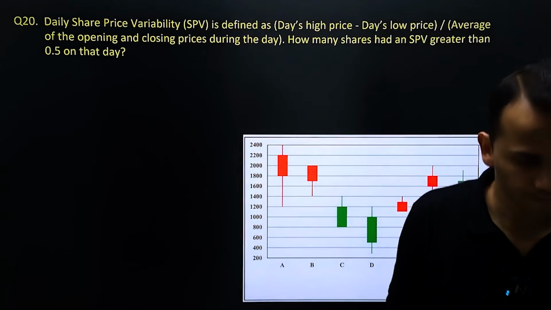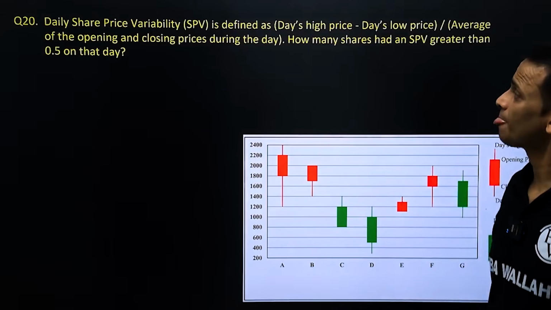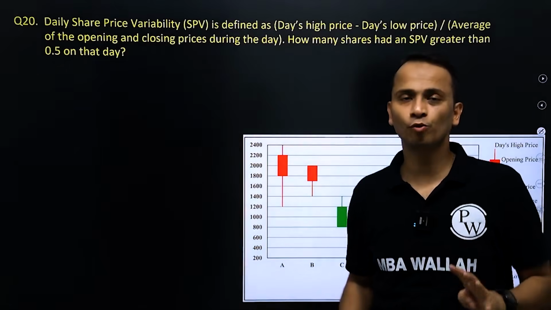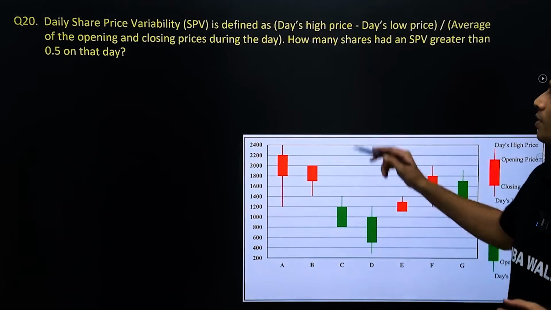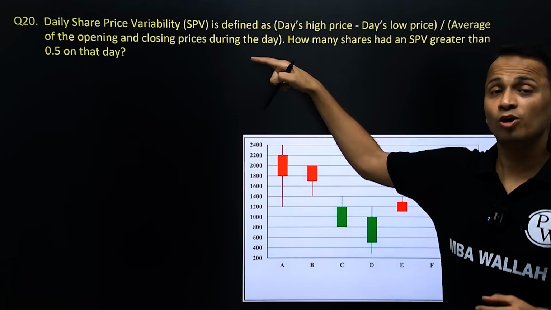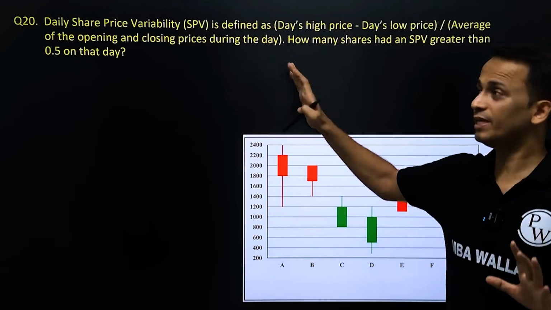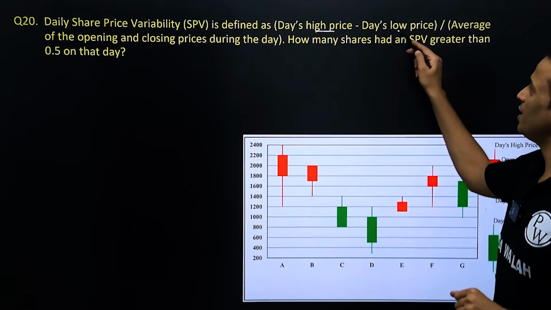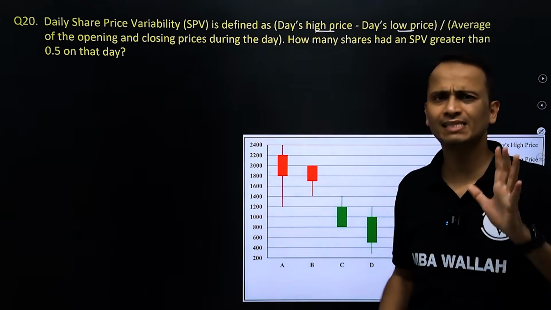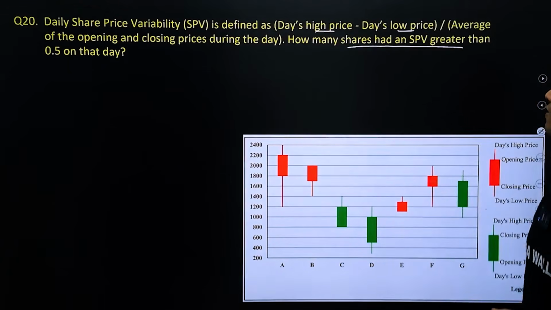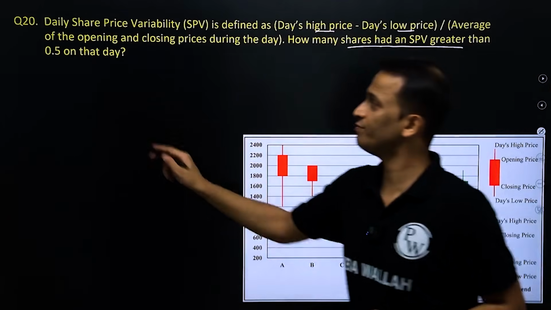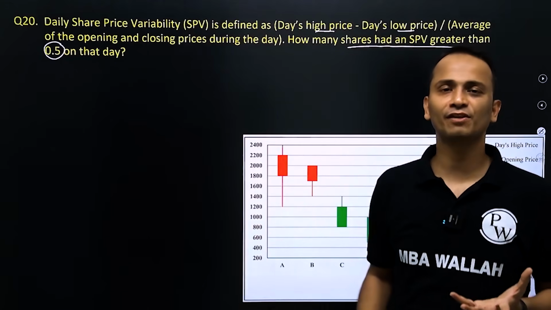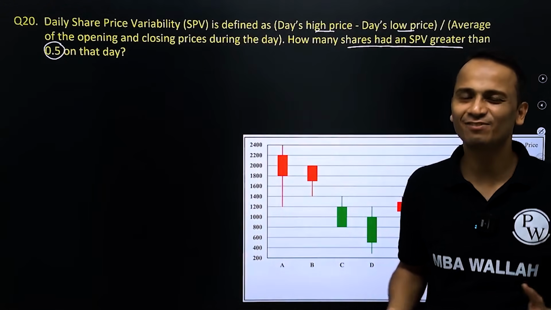Question number 20. All right. Let's move ahead. Now again they are working on SPV. We have already calculated SPV of 4 shares. Now let's see what they are looking for. Do not depend on the same definition. Read this question. They may change the definition of SPV in the second question. Possible. Okay. So again, days high minus days low upon average of opening and closing. It's the same. How many shares have an SPV greater than 0.5? Half, 1 by 2. Such an easy fraction they have given.